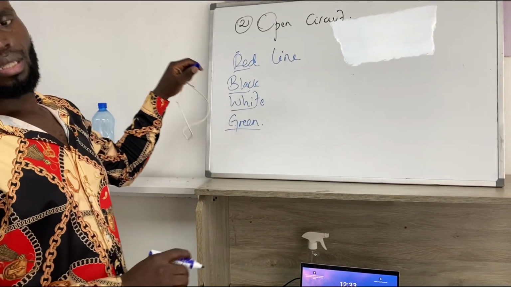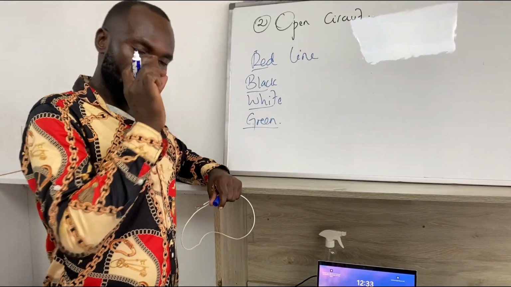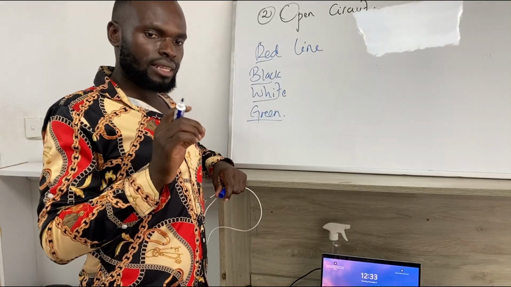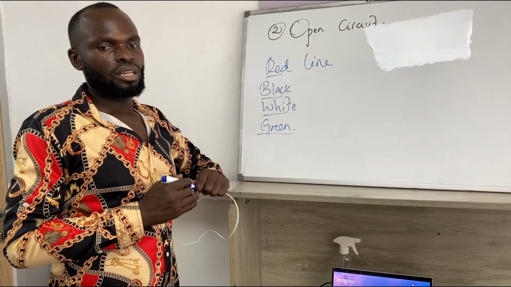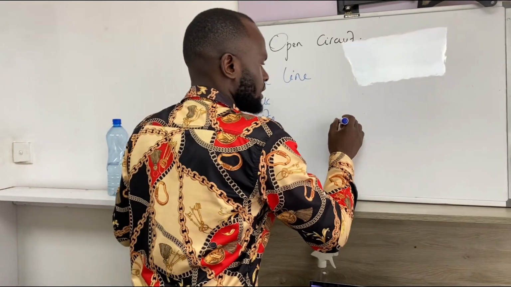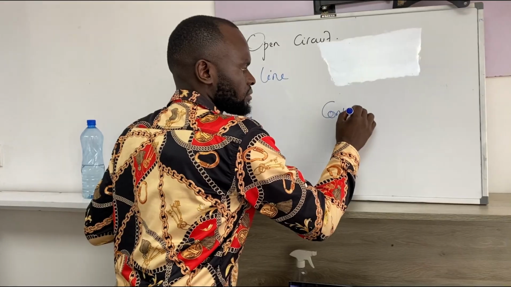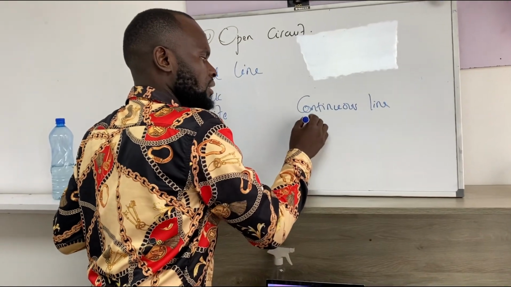We are using these ones as big examples. But when it comes to mobile phones, they are very, very minute tracks or rails. Very minute. But you have to understand it from a bigger perspective, okay? So that you know what to go about. So you now know what a continuous line is. Continuous. You know an open circuit.